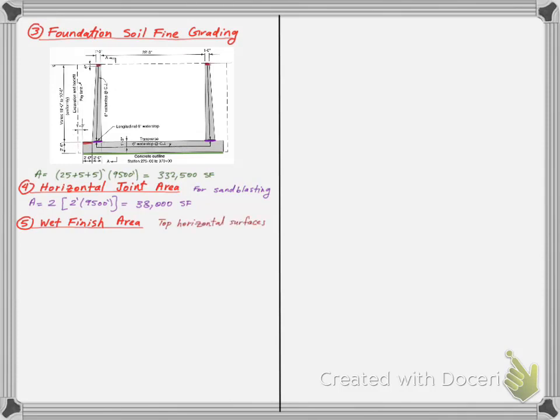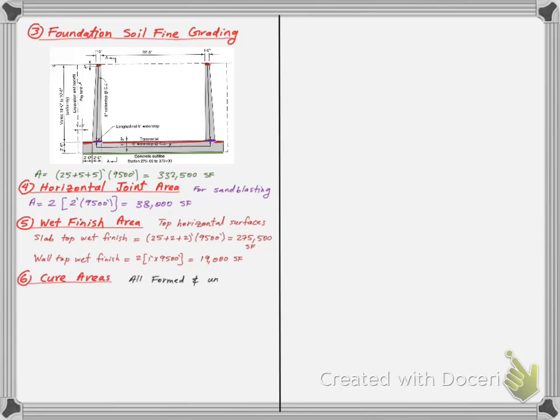The wet finished area includes the horizontal top surfaces of the placed concrete that's not finished by the formwork and needs screeding, floating, and trowelling. For the slab, we are excluding the joint area with the wall, as there is no need to have a smooth finish to it. For walls, it's that little top area. For cure areas, we will consider all faces of the finished concrete except for the bottom face of the slab that's not in direct contact with air.